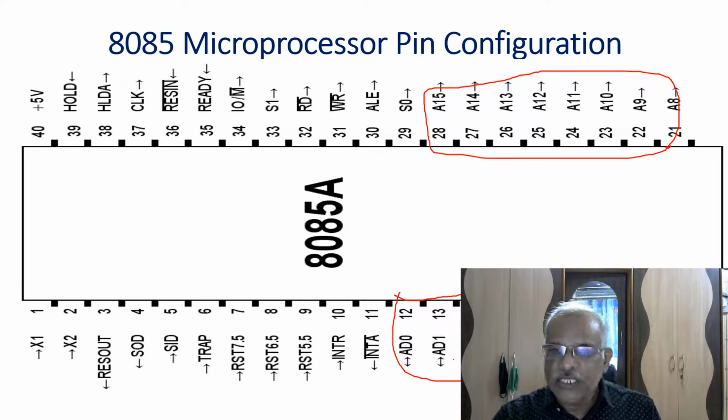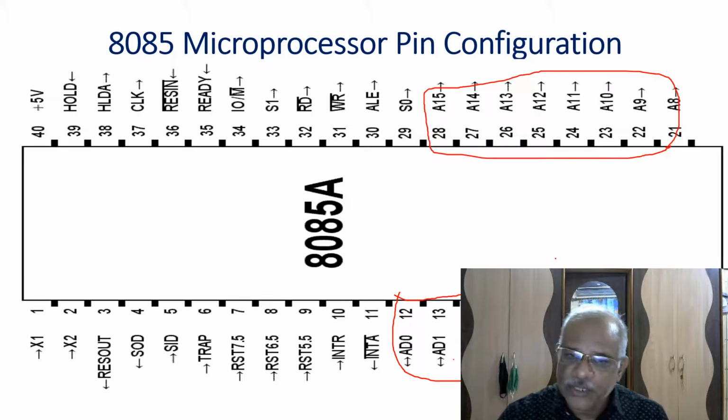So we are not changing the pins from 12 to 19, but we are changing the time for which the same pins may be used as the address and the same pins can be used for the data.